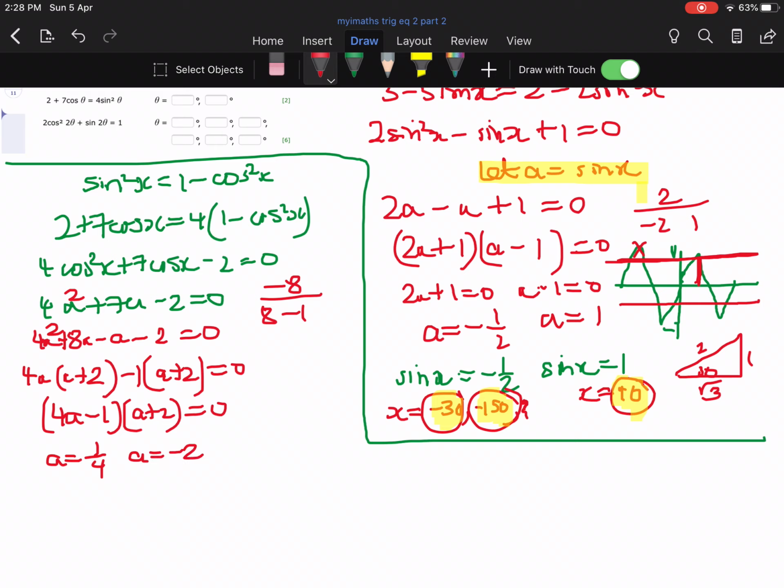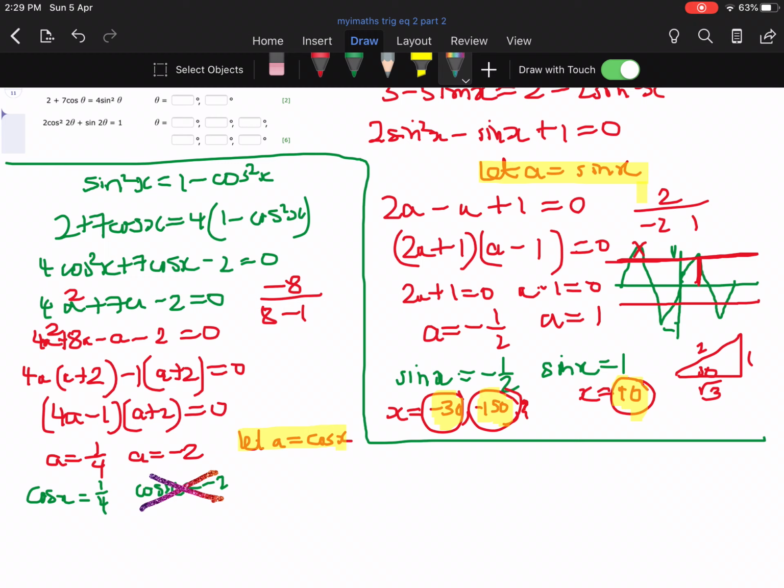Now, because I'm dealing with let a equal cos, I need to remember we did that, I didn't write it, let a equal cos x. I need to put this back in, as I said before, so I end up with cos x equals a quarter and cos x equals negative 2. Well, we know that the cos graph only goes up to 1 and down to negative 1, so therefore this one is ruled out, which leaves me with cos x equals a quarter.